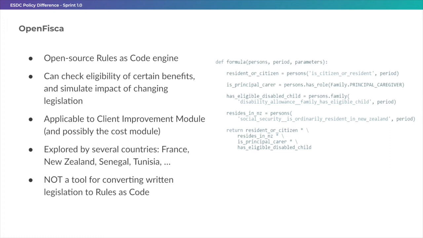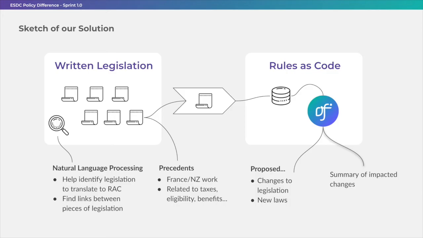So now that we've looked at these two technologies, we can see how they might map onto our general solution to make it more concrete. We use NLP to scan written legislation and help identify candidates for rules as code and find links between pieces of legislation. Realistically, the conversion itself will still be manual, but NLP may be able to help. We can start with the precedents established by other countries and apply it to the Canadian context. Once we have those encoded in rules as code, we can fire it into the OpenFisca system and run simulations.